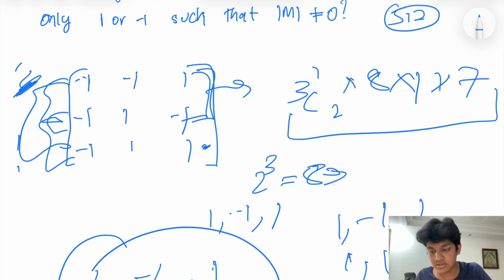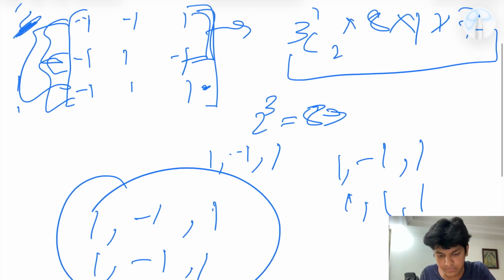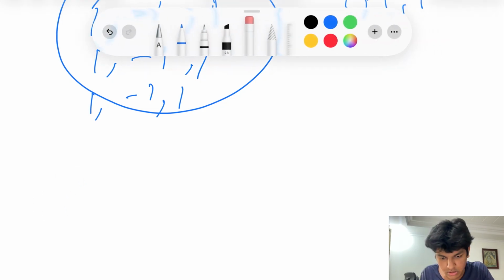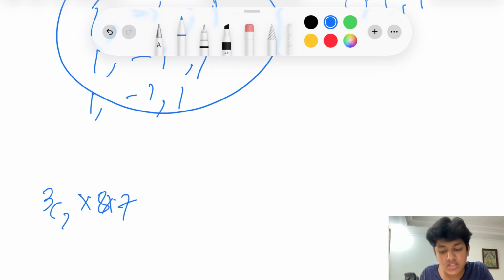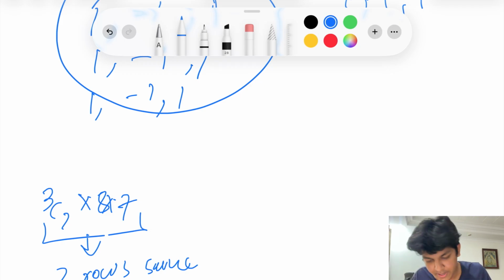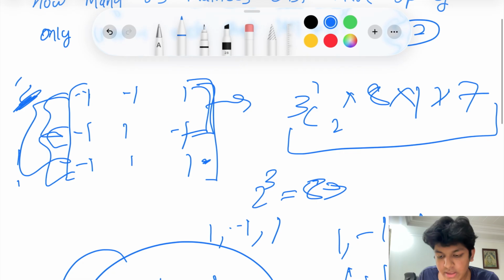Two rows are same, one row is different. These are the total number of cases: 3c2 into 8 into 1 into 7. So 3c2 into 8 into 7. These are the number of cases where two rows are same, one different. Now what we have to do is add the cases where one row is the negative of the other, and then we are going to settle the third row.